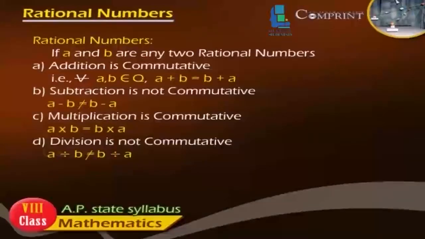Rational numbers. If a and b are any two rational numbers, addition is commutative. That is, for all a, b belongs to capital Q, a plus b is equal to b plus a. Subtraction is not commutative. A minus b is not equal to b minus a. Multiplication is commutative. A into b is equal to b into a. Division is not commutative. A divided by b is not equal to b divided by a.